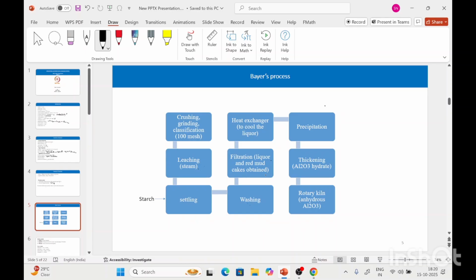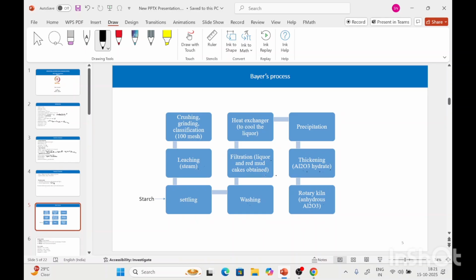So that liquor is fed into a heat exchanger to cool the liquor. Then that liquor is precipitated. Then after precipitation, it is fed into the thickening section, where Al2O3 hydrate forms from the alumina. Then the rotary cleans from the alumina ore. Then that alumina hydrate is fed into a rotary kiln to achieve the Al2O3.